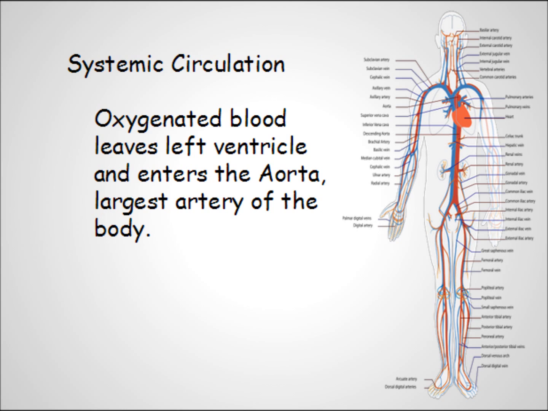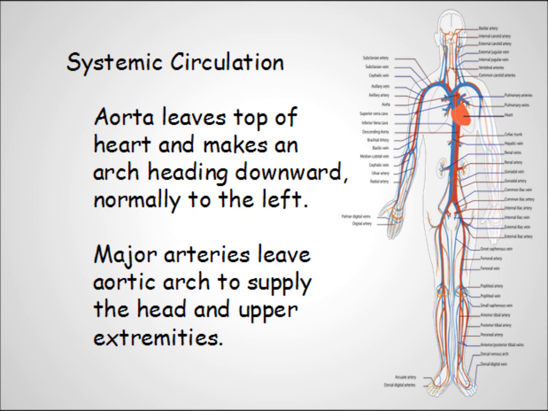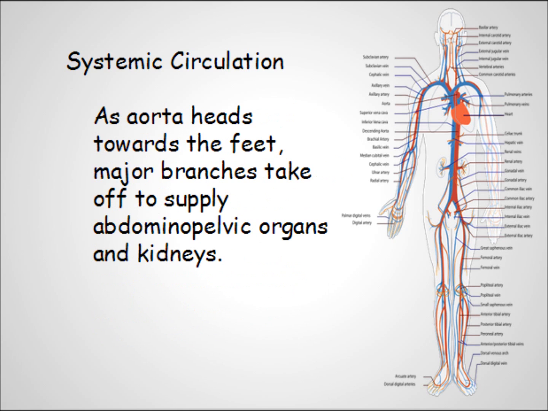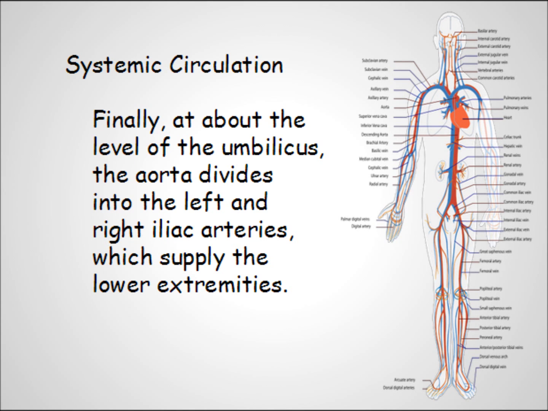The left atrium contracts, sending the blood to the left ventricle, which contracts and sends the blood out of the heart into the major artery of the body, the aorta. As the aorta leaves the heart, major vessels branch off to supply the head and arms. The aorta turns downward, with major branches coming off to supply the viscera, or internal organs of the abdominopelvic cavity, and the kidneys. At about the level of the navel, or umbilicus, the aorta splits one last time to become the left and right iliac arteries, which continue to divide and supply the legs and feet.